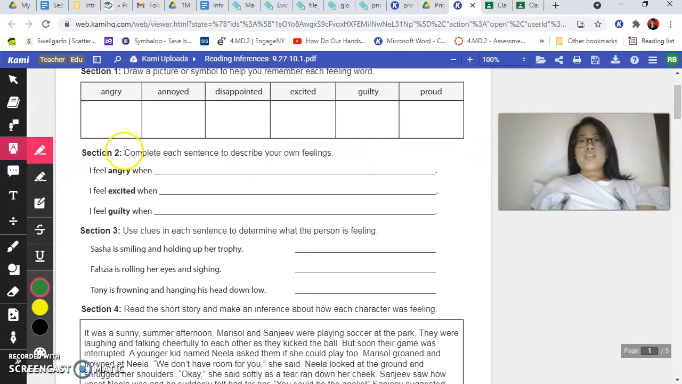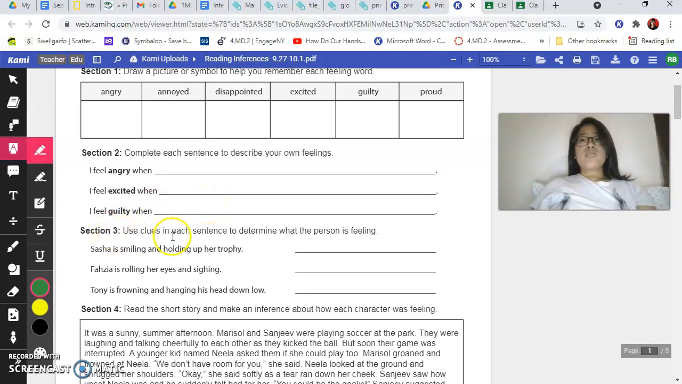You're going to complete section 2 and describe your own feelings. I feel angry when. When do you feel angry? You would fill in this part right here. I feel excited when. Think of a time you were excited. I feel guilty when. Think of a time you were very guilty.